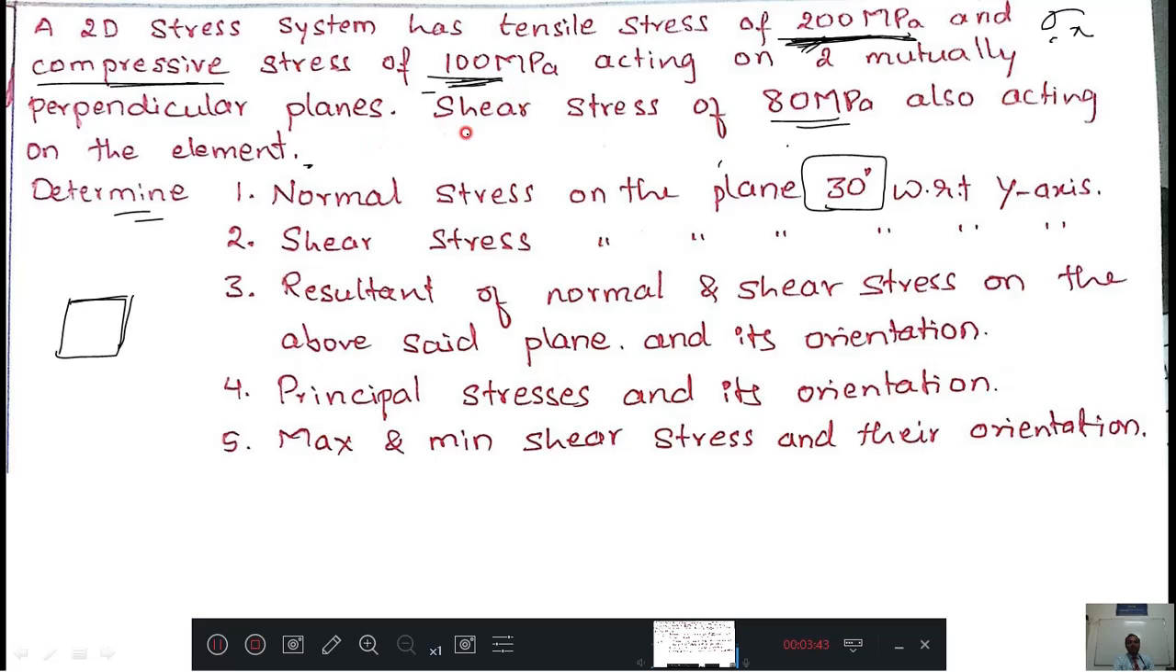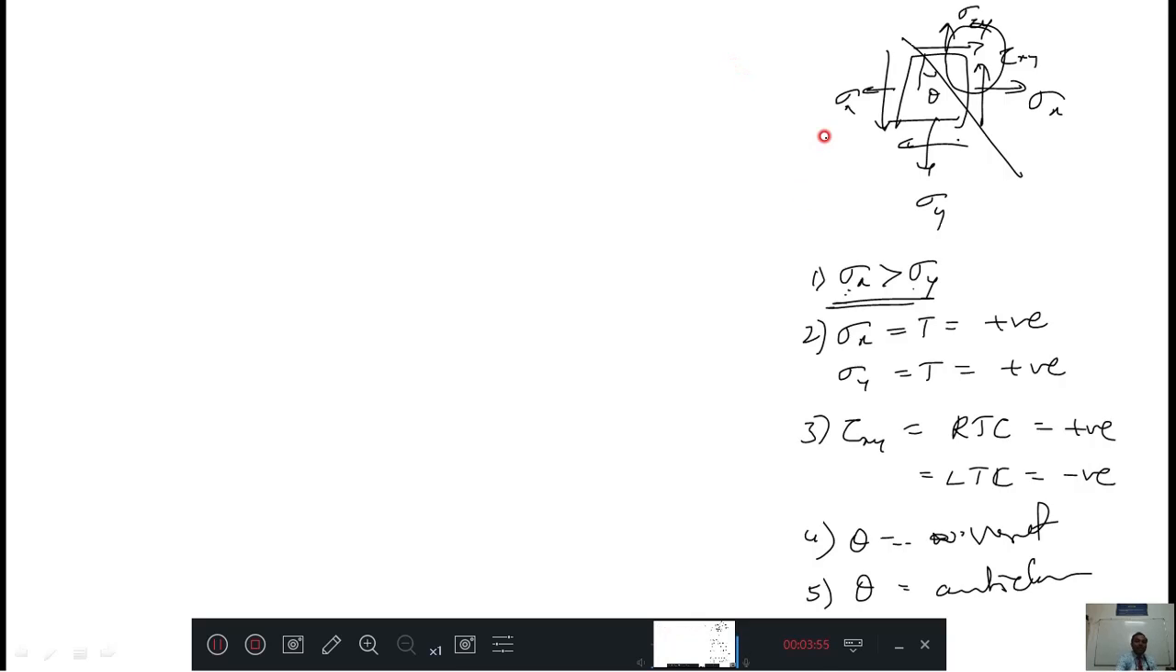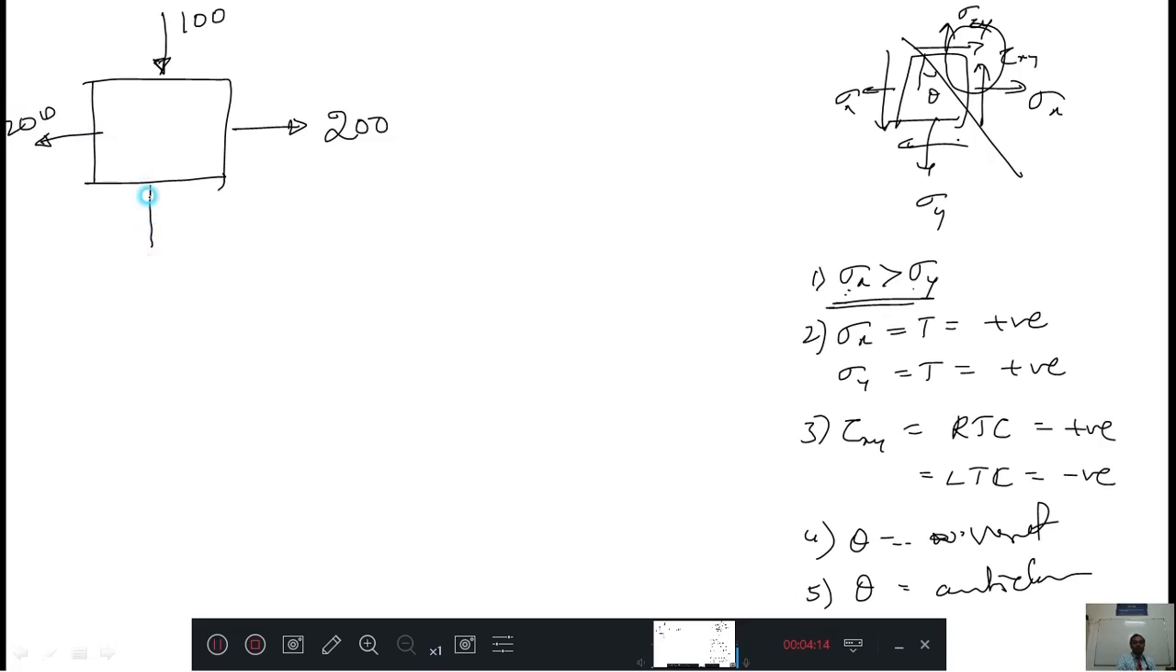This I got. And shear they have told 80, but they did not mention whether it is right top corner or left top corner. Therefore I will assume it is a right top corner. With all this information, if I draw the diagram, it becomes like this. This is a tensile 200 MPa. This is a compression, this is 100 MPa. This is a tensile 200 MPa. This is a compression 100 MPa. And this is the right top corner, two arrows at the right top corner. This is 80.